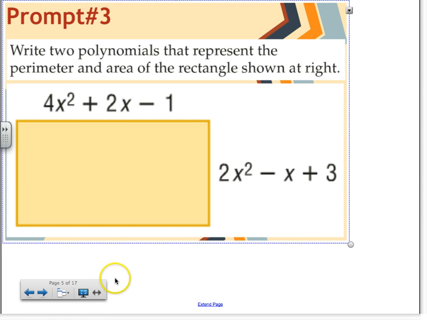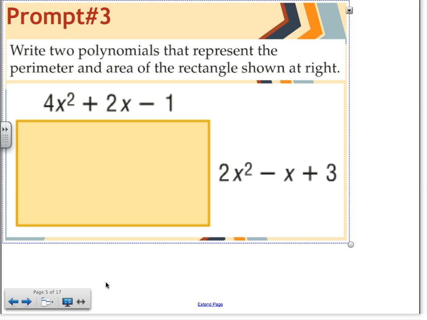Okay, so what you have right here is a rectangle. It's asking you to write two polynomials that represent the perimeter and area of this rectangle shown below. What you need to think about is, we're talking about a rectangle and we're dealing with perimeter and area. Do you know the formula for the perimeter of the rectangle?